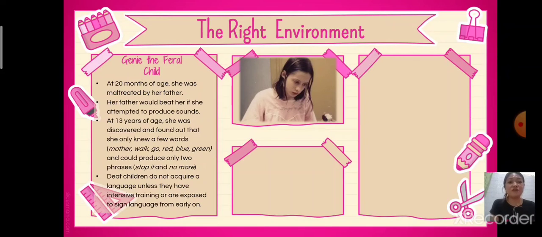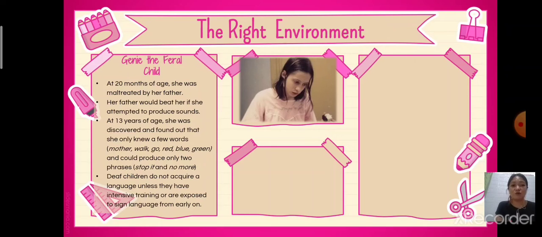At 13 years of age, she was discovered and saved, and later they learned that Jenny only knew a few words: mother, walk, go, red, blue, and green. The only two phrases she could produce were "stop it" and "no more." So there is this trauma that Jenny experienced in the hands of her father.